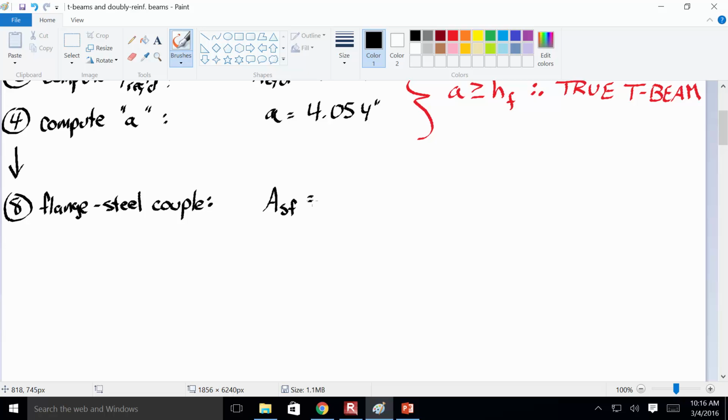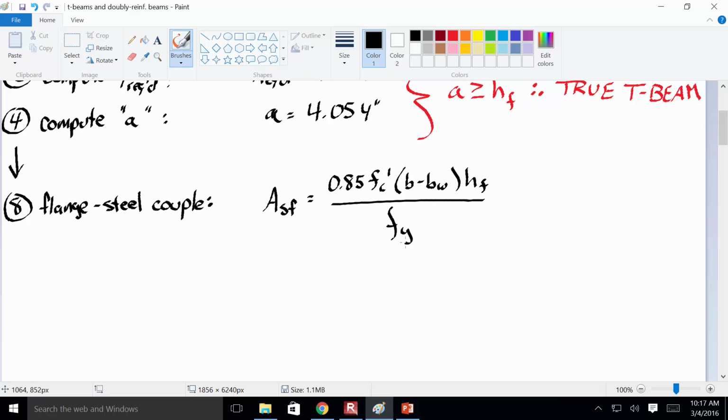And it's a pretty plug and chug count. It's just 0.85 f'c (b minus bw) hf over Fy. Now how do I do that? I say that C equals T. I'm saying that the tensile force is Fy times the area of the steel, and then the compressive force is 0.85 f'c times the area of the flange. Solve for how much steel you need, which is just divide the whole thing by Fy.